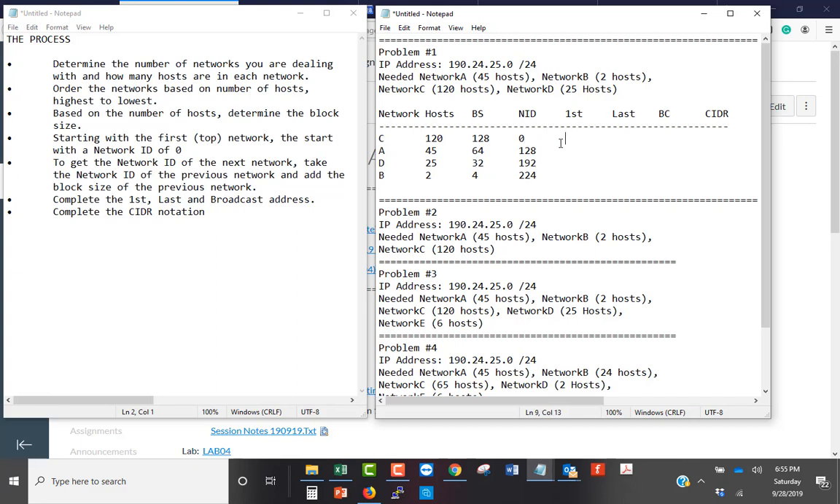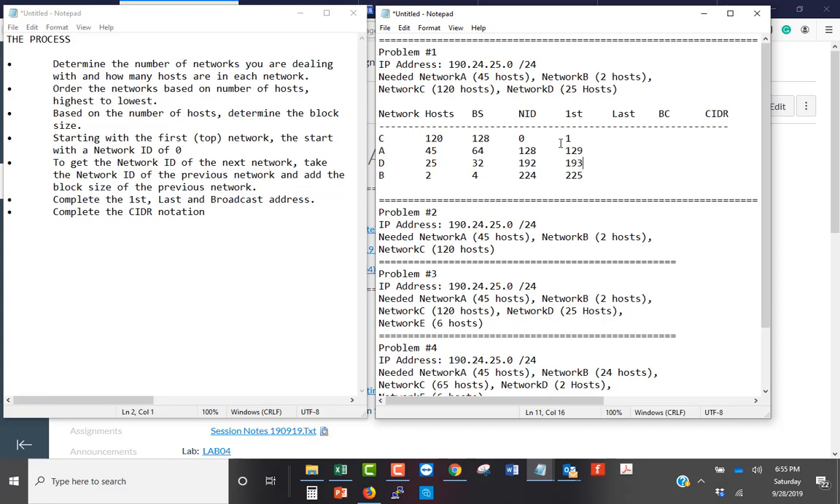Let's move on to our first hosts. So 1 plus the network ID, 0 plus 1 gives me 1. 128 plus 1 gives me 129. 1 plus 192, 193. There we go. And 224 plus 1, 225.